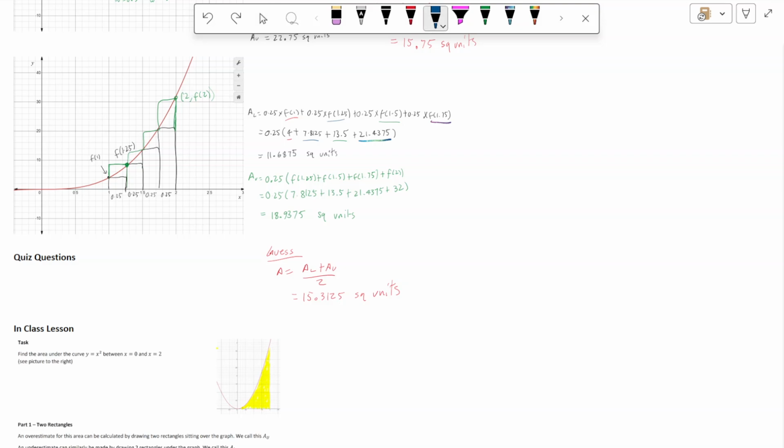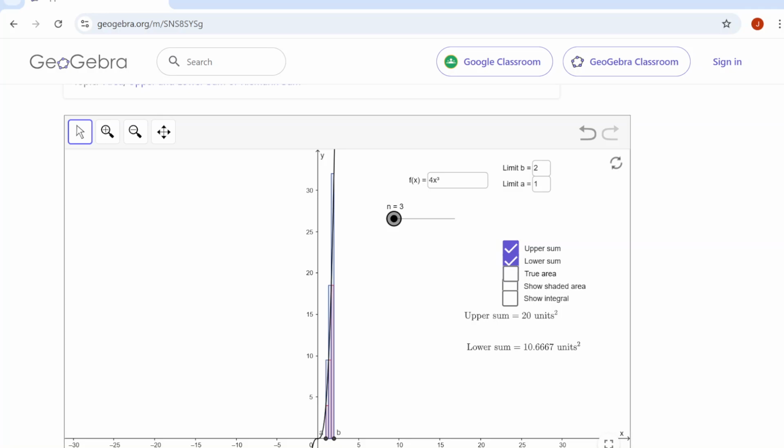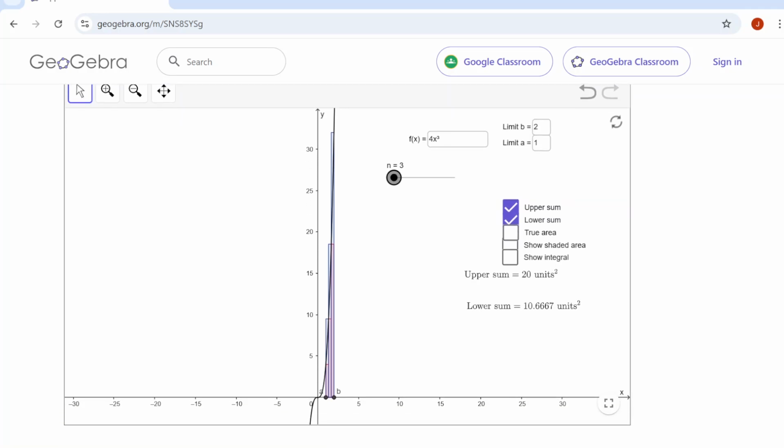If you want, you can actually do this with heaps of rectangles. So I've got this graphed. The window's a bit funky because the y values are so big. But you can see that if I do n equals 2 rectangles, we've got those same upper and lower sums there. If I do n equals 4 rectangles, same thing there. And then if you do something like 100 rectangles, then you get 15.1 and 14.8. They basically average out to the true area, which happens to be 15 in this case.